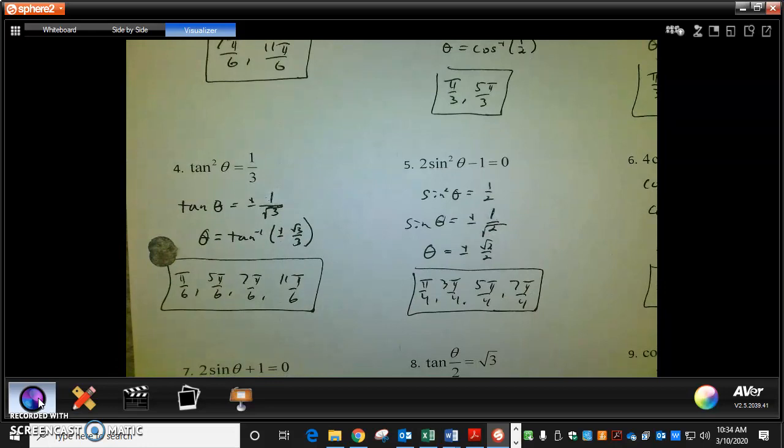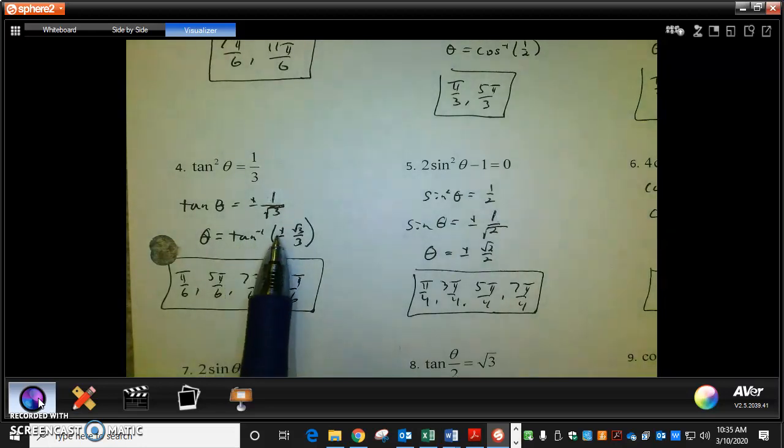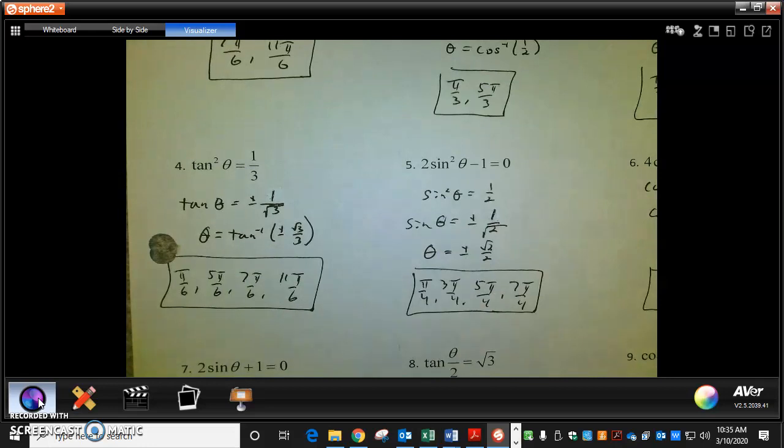Number 4 and 5 are pretty similar to that. Those both involve squares. And when you take the square root, you just have to remember to have the positive and negative on both of those. So those are both going to generate 4 answers when you solve those.